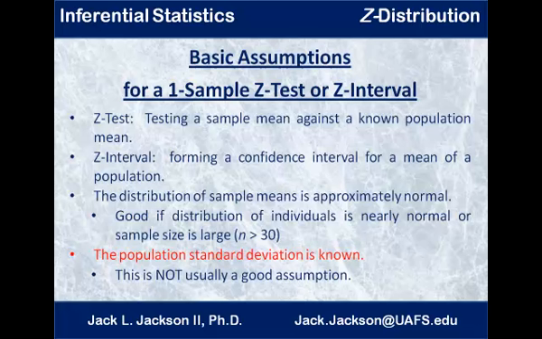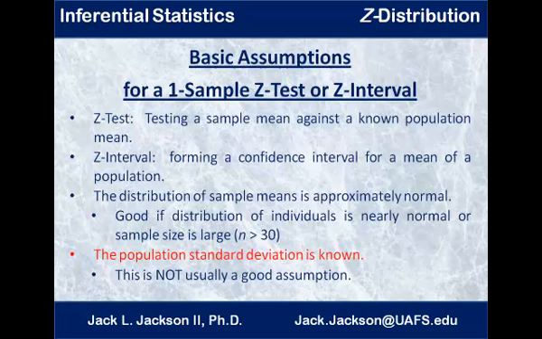We also had another assumption, and that was that the population standard deviation is known. Now this is usually not a good assumption. Think about what we're saying. We're saying we know how variable a population is, but we don't know what its center is. That's not a likely situation. It's not likely that we're going to know, well, probably either one, but certainly it's very unlikely we're going to know the population standard deviation.